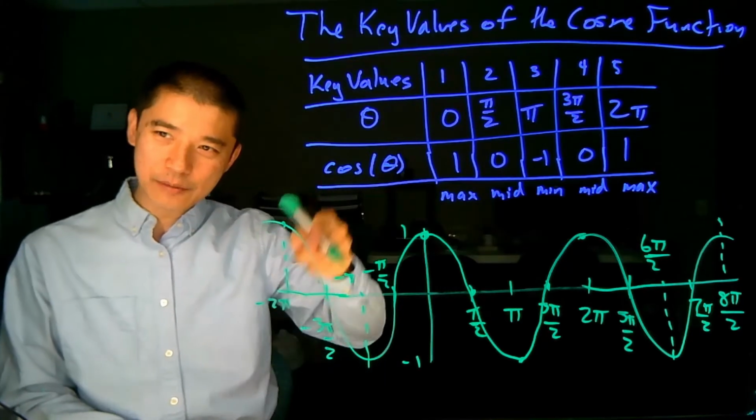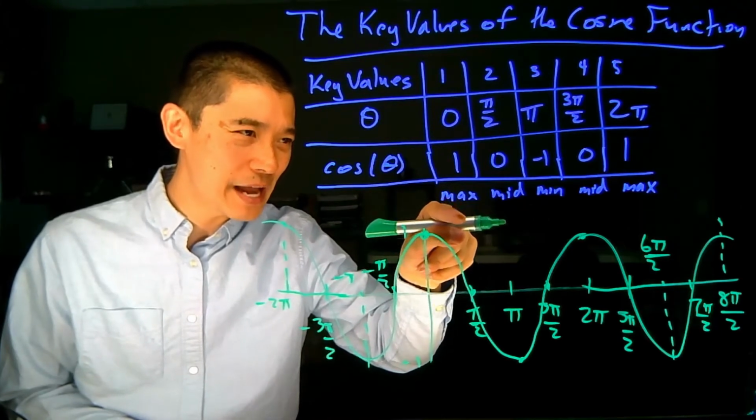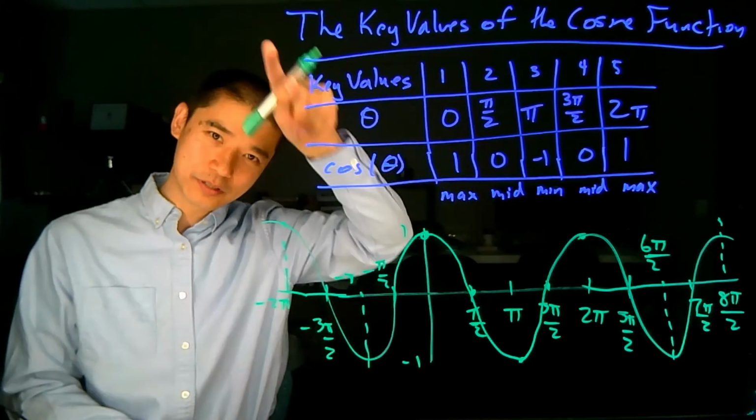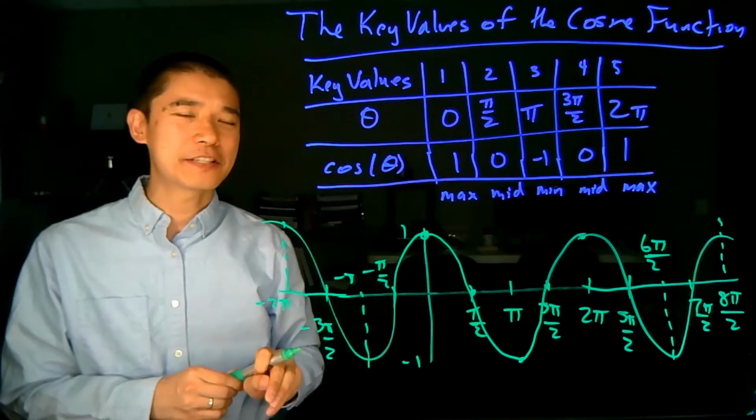Right, so as long as we're stepping in increments of pi over 2, we are following this pattern max, mid, min, mid, max. So this sort of up and down pattern. And that up and down pattern is basically what we want to think of when we have these sine and cosine functions.